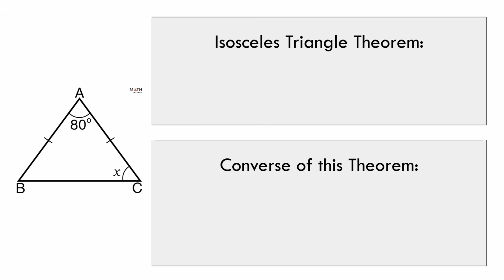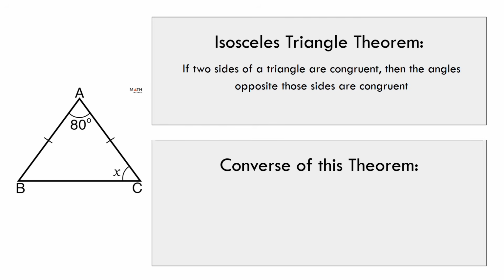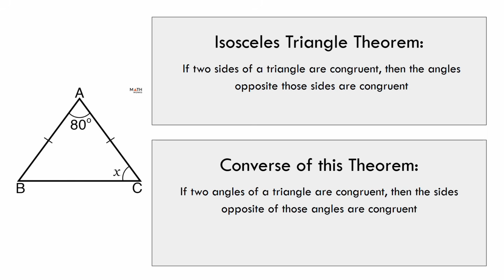So here are just two theorems that apply to isosceles triangles. The isosceles triangle theorem basically says that if two sides of a triangle are congruent to each other, then the angles opposite of those sides are congruent to each other. The converse of this theorem says that if two angles of a triangle are congruent, then the sides opposite of those angles are congruent to each other too.